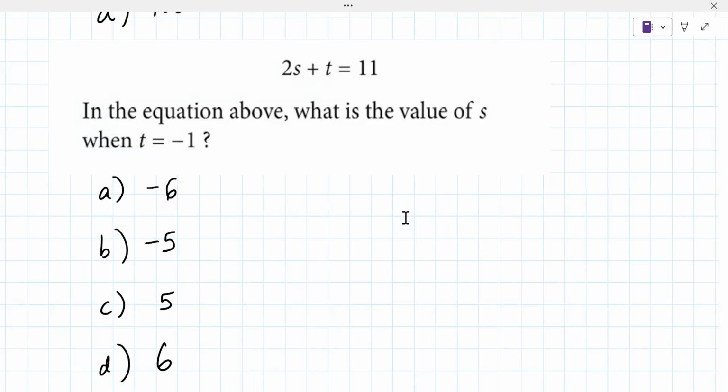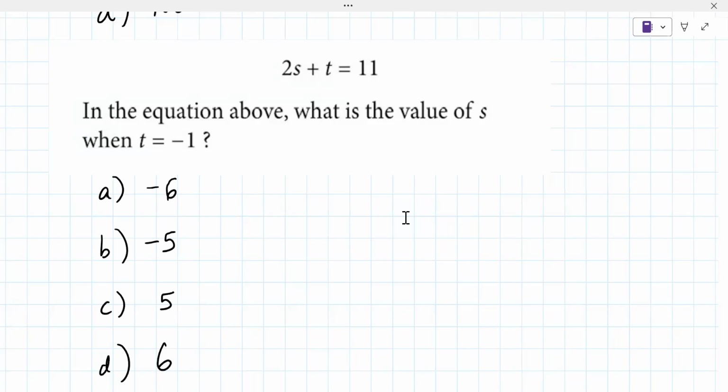Sourish, it's not C. 5. Okay, are you just guessing? Oh, no, I got the answer. How did you come up with that? Well, you just subtract 5 from 11, and that equals 6, and then you divide by 2, and that equals 3.